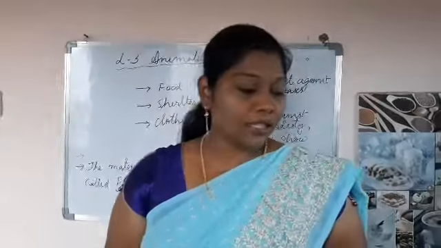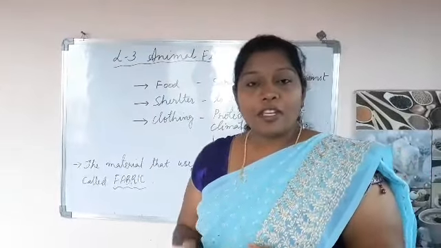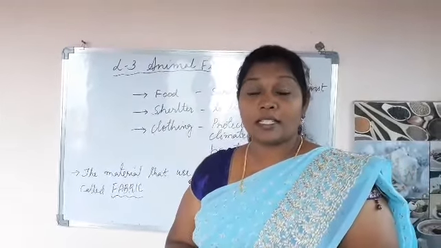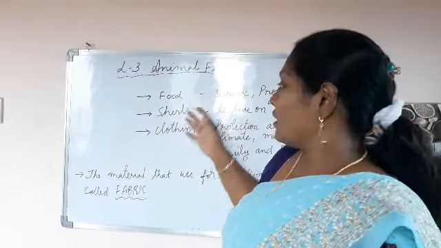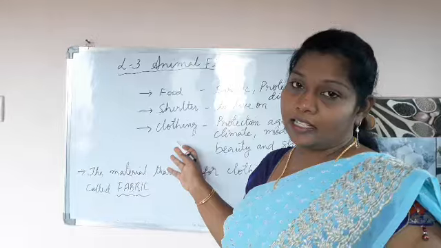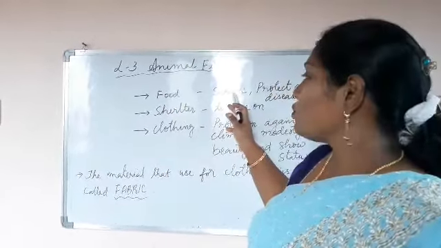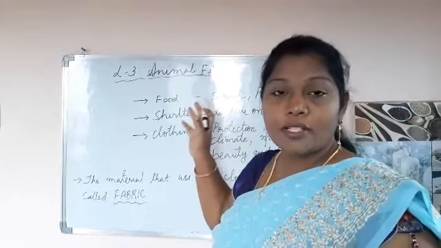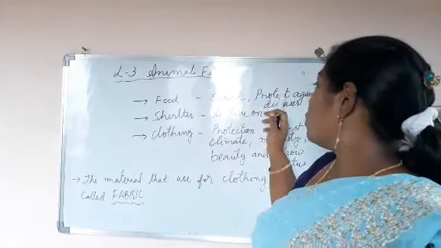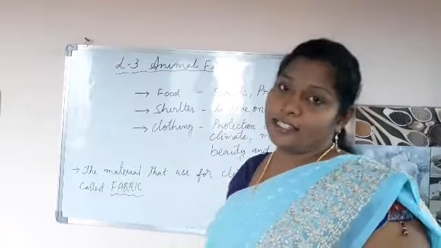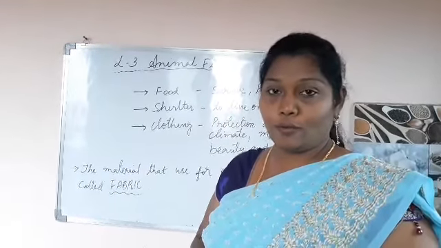Animal fiber. See children, there are 3 main important aspects that are required by human beings: food, shelter and clothing. In what way is food used? Food is used for survival. If a living thing has to survive, it needs some food. And it also gives protection against diseases.